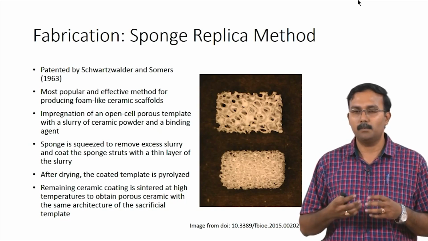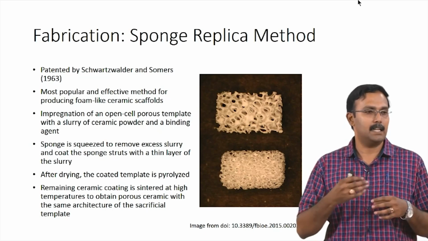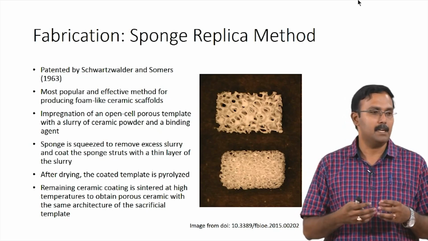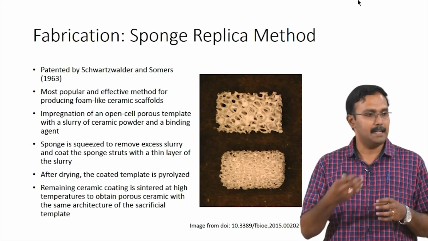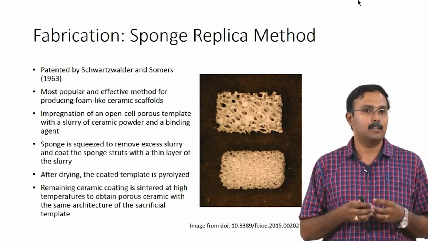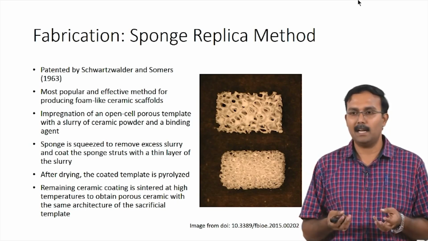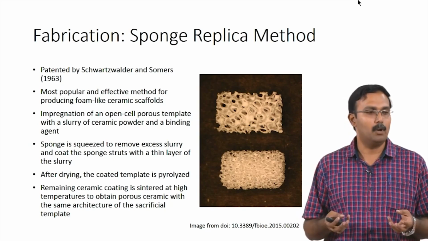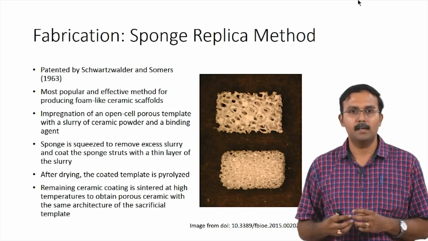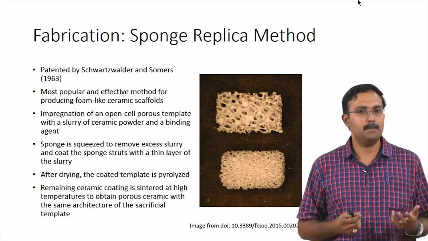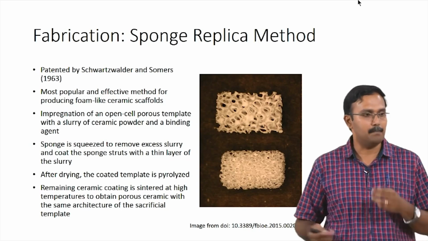and you then load it along with the ceramic slurry which is present along with it, and the sponge is squeezed to remove any excess slurry, and the ceramic is used to coat the sponge. The struts and the curves which are present are coated with the ceramic as a thin layer, and then this is dried, and the coated template is pyrolyzed to remove the sacrificial template. So, now you have only the ceramic which is remaining. You create a positive mold. Whatever mold you created, you have the exact shape in the form of a ceramic. The ceramic coating is sintered at high temperature, so that you get the porous ceramic with the same architecture, and during sintering the sacrificial template is lost.